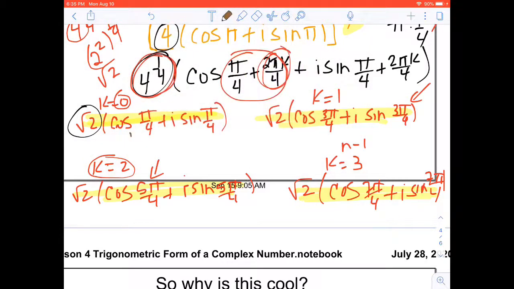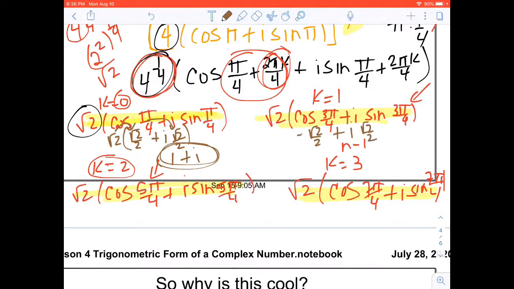So the cosine of pi over 4 is root 2 over 2. The sine of pi over 4 is also root 2 over 2. When you distribute, you're going to get 2 over 2, which is 1, plus I. So that is your standard form root. Next, the cosine of 3 pi over 4 is a negative root 2 over 2. So when I distribute, I get negative 1 plus I.